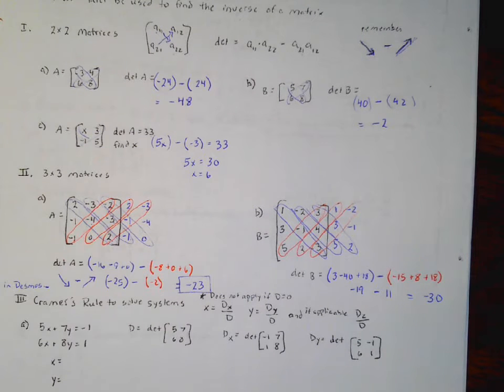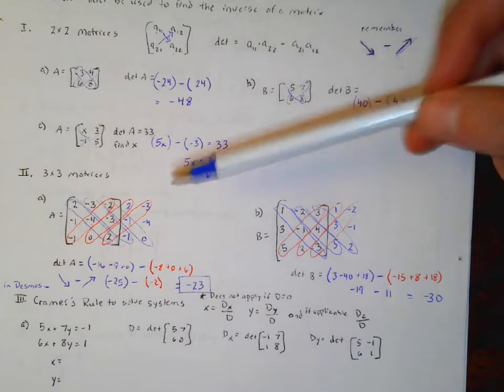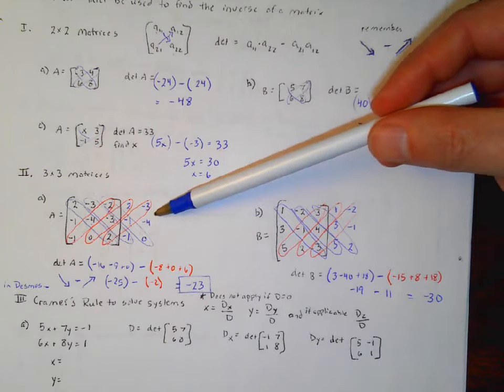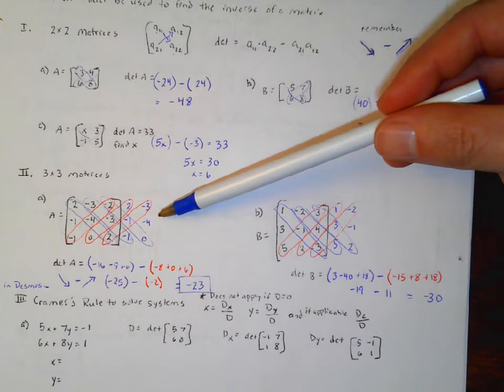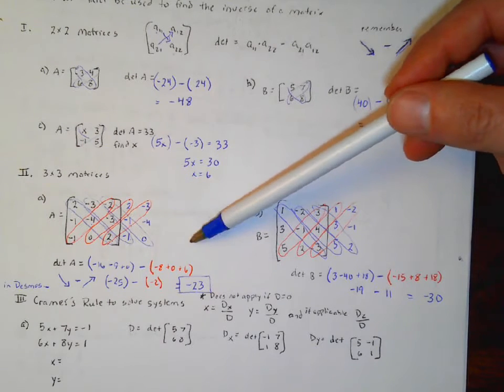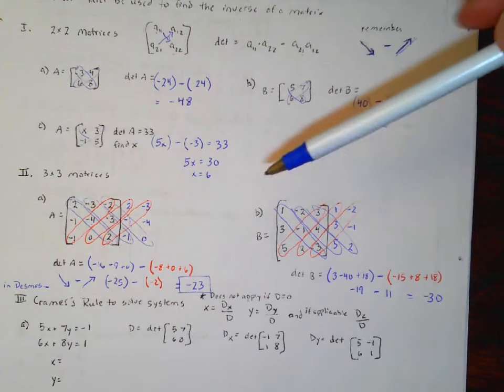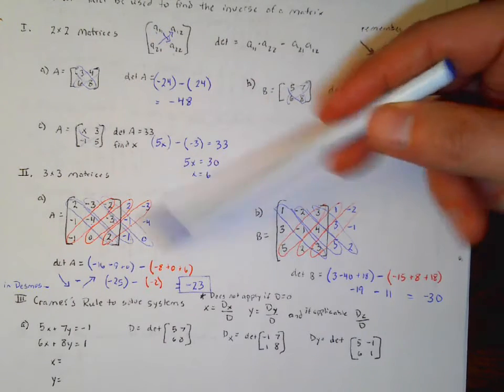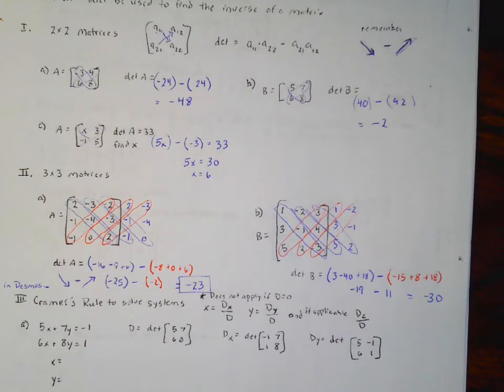By the way, if you read the textbook, they do this a little bit differently. They do something with minors and majors and cofactors and all the stuff like this. I think this is a much easier way to find the determinant.